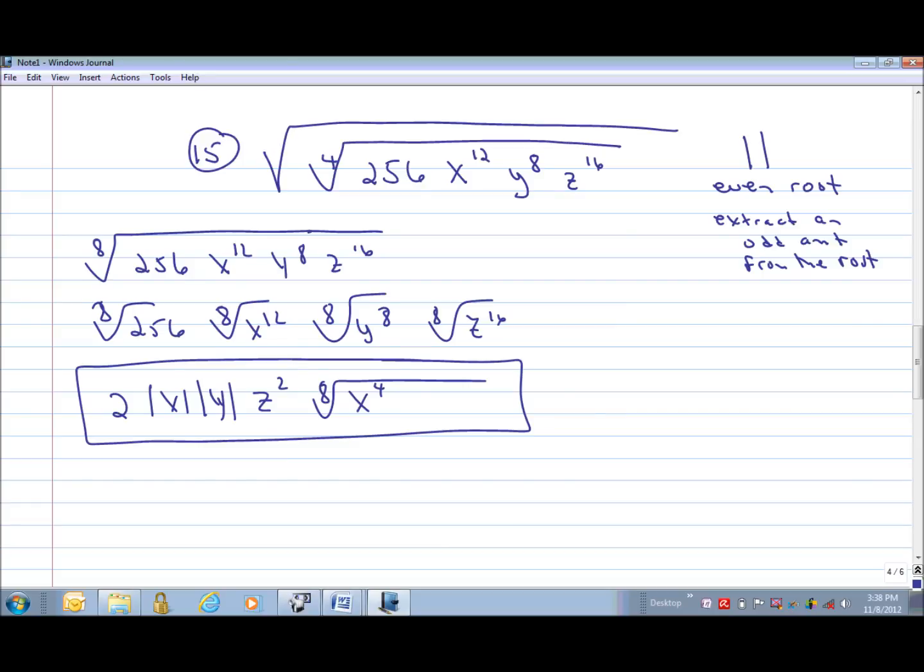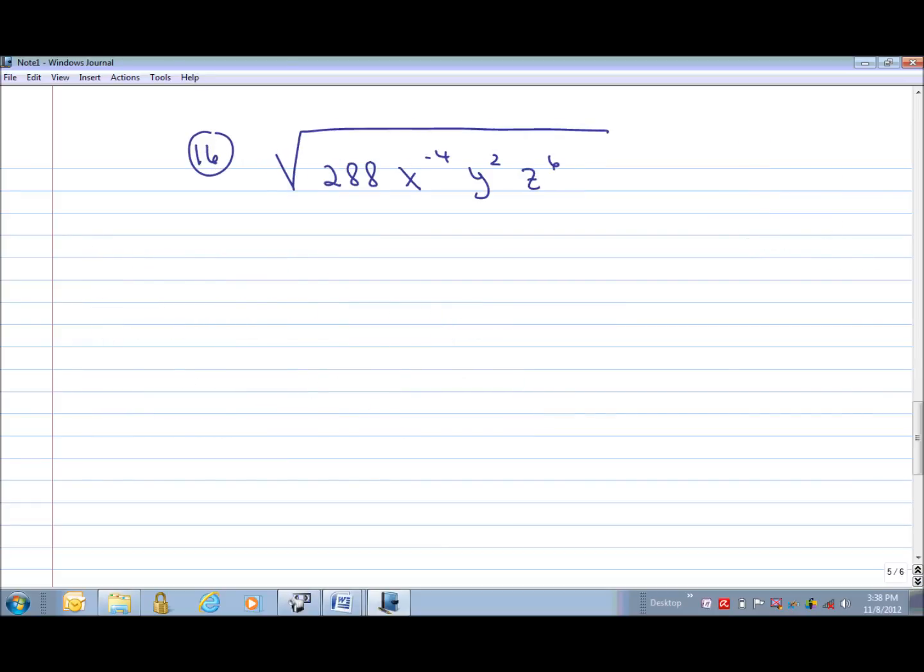All right, let's look at 16. Similar situation, except it's just a square root, but that's still an even root, so we do have to be concerned about the absolute value bars. So we have the square root of 288, the square root of x to the negative 4. I'm not real wild about the negative. We'll see what happens in a minute. We have a square root of y squared, and we have a square root of z to the 6th. So let's take a look here and see what happens.